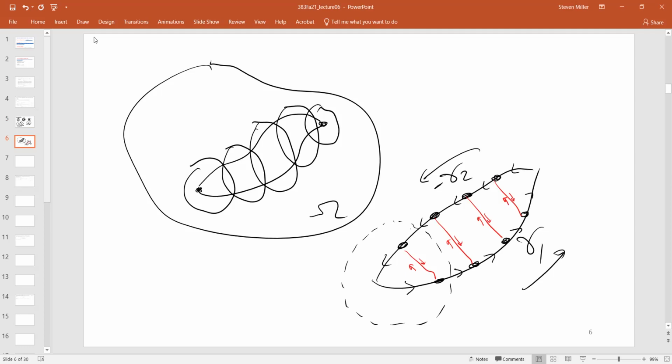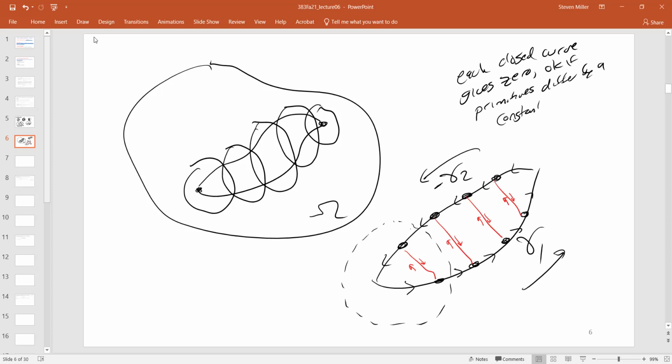So each closed curve gives 0. If primitives differ by a constant, the constants would cancel. And again, I'm not saying that they do differ by a constant. I'm just saying I don't even have to care.